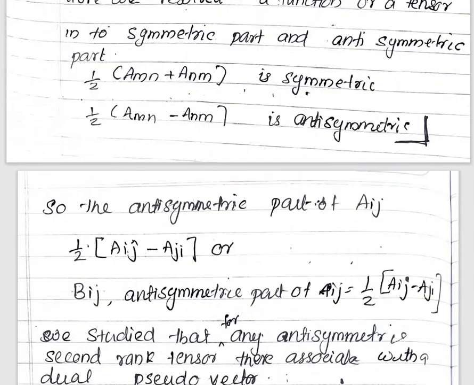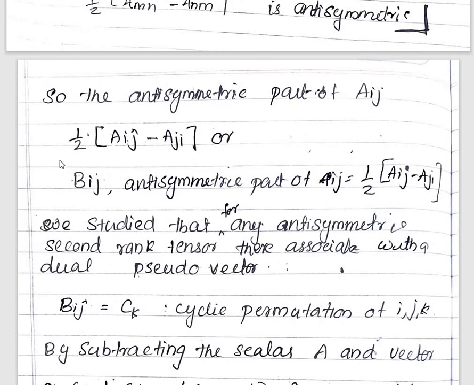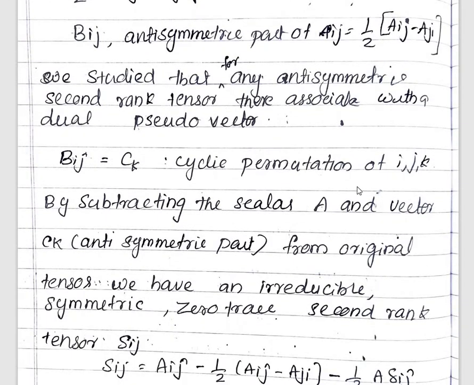So the anti-symmetric part of Aij is half of Aij minus Aji. This can be replaced by Bij. So Bij is the anti-symmetric part of Aij, or Bij can be written as half into Aij minus Aji. We already studied that for any anti-symmetric second rank tensor, there is an associated dual pseudo vector. The dual pseudo vector associated with this anti-symmetric second rank tensor is Ck, and this arises from the cyclic permutation of ijk.